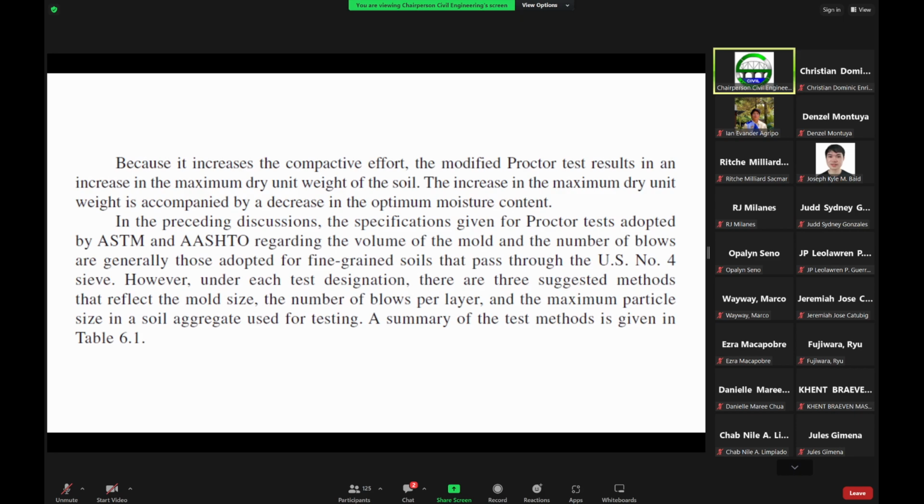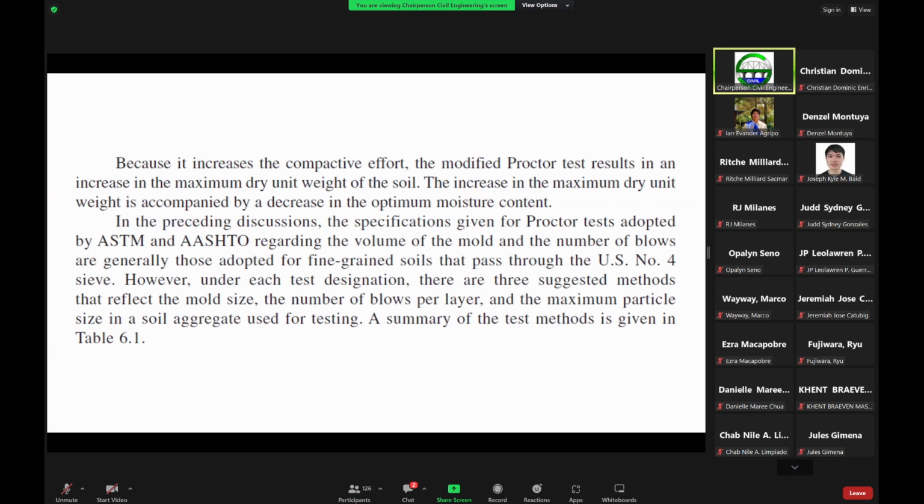So the specifications given for the Proctor test adopted by the ASTM standards, that's the American Society for Testing Materials, as well as the AASHTO standards, with respect to the volume of the mold and the number of blows, are generally those adopted for fine grain soils, take note, which pass through the US number four sieve. If you recall, this is, I think, the 4.75 millimeter diameter sieve.